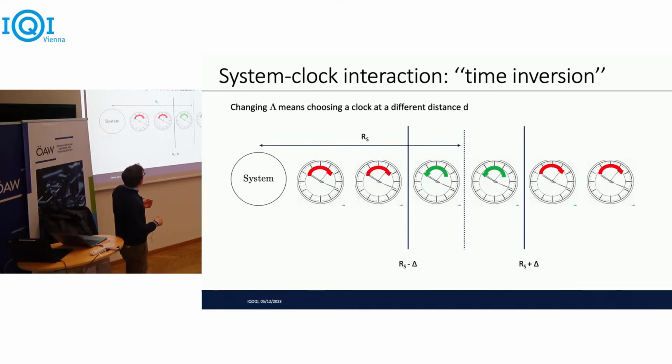So here is just a way of understanding what I said before. A clock far away from the system ticks in the right direction, or from this clock, the system goes in the right direction of time. But when you are in this region around the event horizon of the system, the system looks like it's evolving backwards in time. And when you cross this threshold again, everything looks normal.